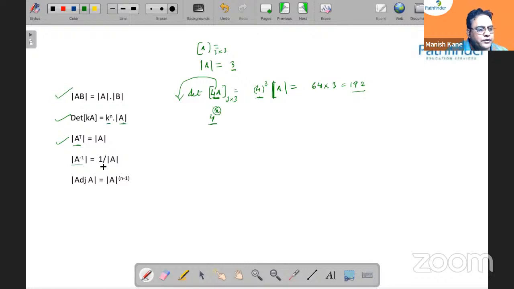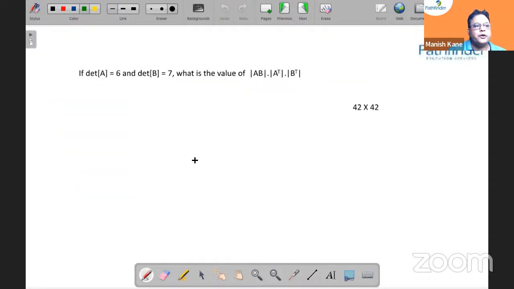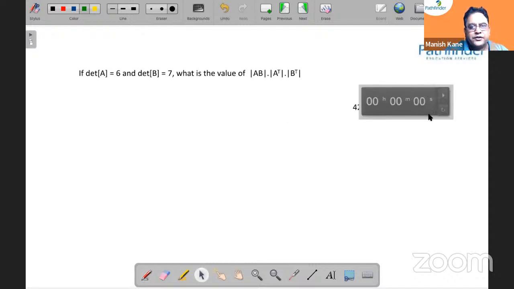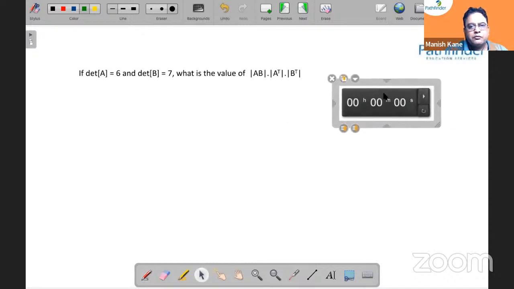Determinant of A inverse is 1 upon determinant of A. And determinant of adjoint of A is determinant of A to the power of n minus 1, where n is the order of the matrix. So these are some properties which you should commit to memory. Okay. So I'll give you a couple of minutes, 1 minute to be precise. This question isn't worth more than 1 minute.